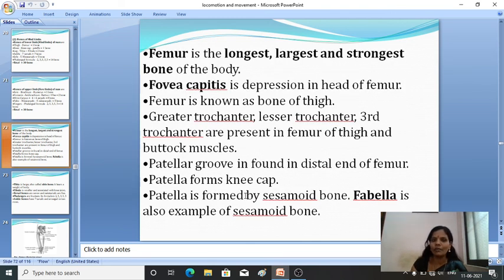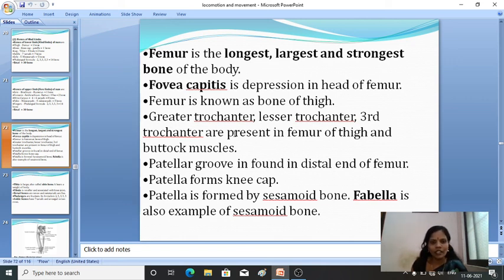Then the femur. Femur is the longest, largest and the strongest bone of the body. It is the longest bone of the body. Fine. Fovea capitis is a depression in the head of the femur, a region where the ligament is attached to the femur, and femur is known as the bone of thigh. It is a thigh bone.